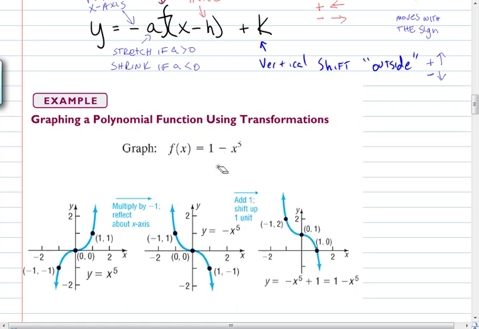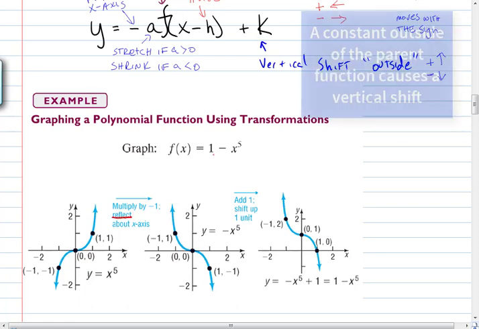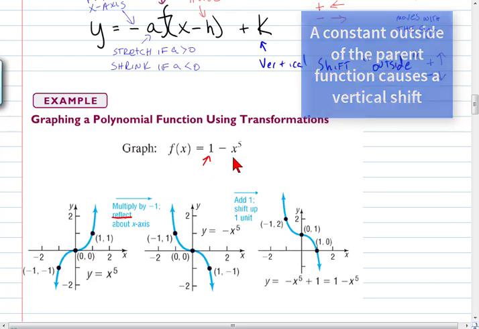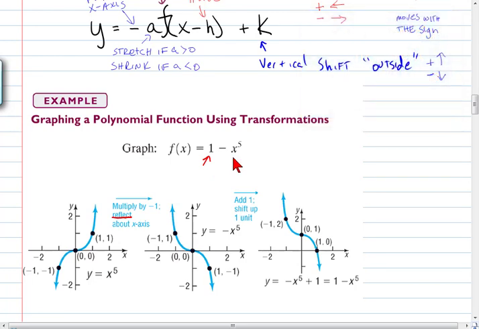But when we flip this across the x-axis, we see that these points now are reflected. So we have the points (-1, 1), (0, 0), and (1, -1). So this is our reflection. And then what does this 1 right here do? No, it doesn't stretch because it's not multiplied by the x to the 5th. It's a vertical shift, and it's going up 1 because that 1 is positive. The negative here was for the reflection.